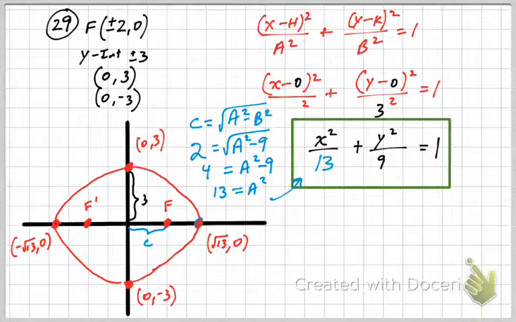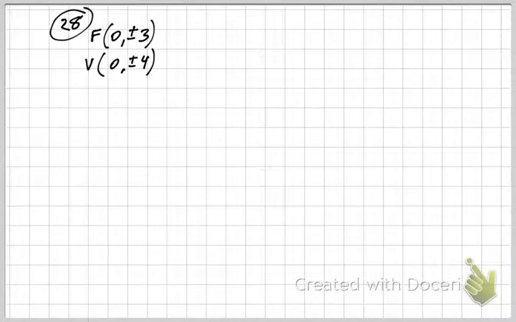Number 28. Everybody ready for 28? What does 28 give us? Foci is 0, positive or negative 3, right? And vertices are what? Vertices are 0, 4 and 0, negative 4.